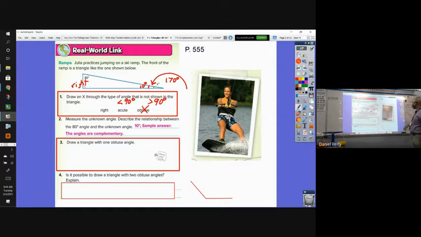Draw a triangle with an obtuse angle in it. In this box right here. Draw a triangle with an obtuse angle. Very nice, Reed. Draw a triangle that has an obtuse angle in it. Obtuse angles are bigger than 90 degrees, right? Wide angles.